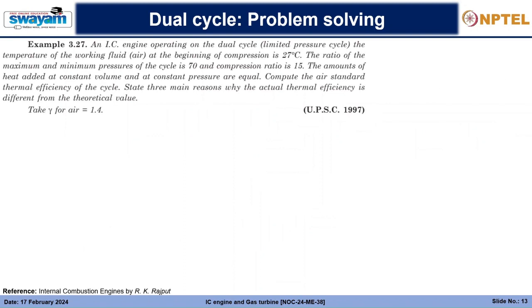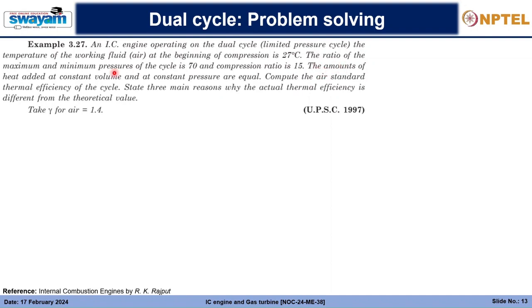So let us move on to the next problem of this session: an IC engine operating on the dual limited pressure cycle. The temperature of the working fluid, air, at the beginning of the compression is given as 27 degrees Celsius. Then the ratio of the maximum and the minimum pressures of the cycle is 70, and the compression ratio is 15. If you know the cycle very well, then you can directly get to know what this ratio is.